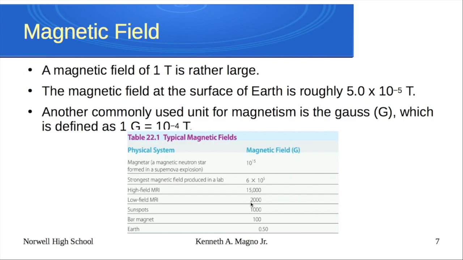Two other very big magnets you might experience at some point in your life are MRIs. So a low field MRI is about 2,000 Gauss or 2 Tesla. A very high field MRI is about 15,000 Gauss or 15 Tesla. Again, just showing the conversion factors on there.